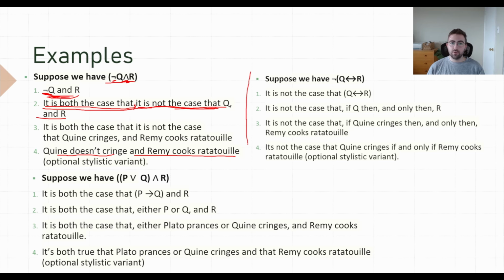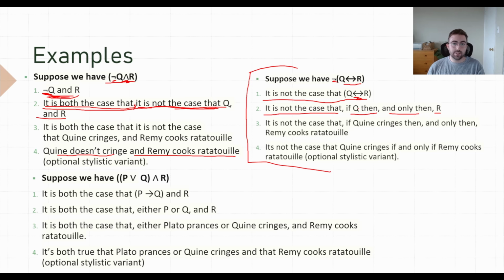Okay, so here's another example. So suppose we have not Q if and only if R. Well, again, there's no abbreviations here that we need to stick brackets around or anything. So we go right to finding the main connective. In this case, it's the negation symbol. So we'll translate that first and we get it is not the case that Q if and only if R. Now we have this as our main connective, this if and only if. So we translate it and we get it is not the case that if Q then and only then R. Remember, that's how we translate the if and only if symbol.